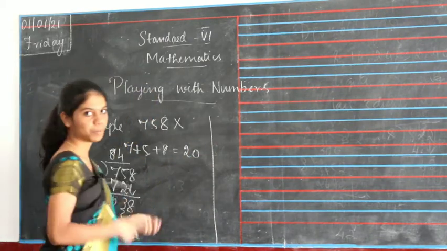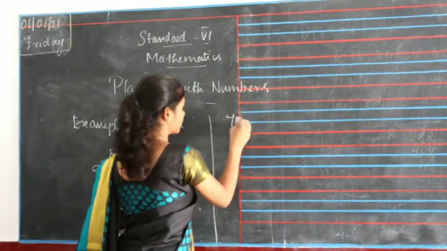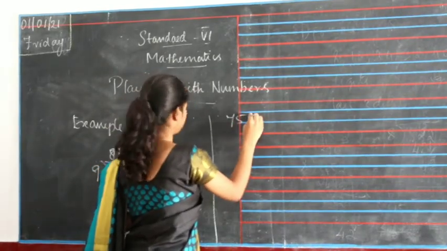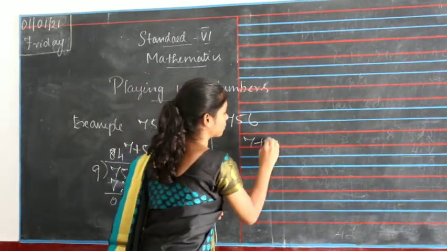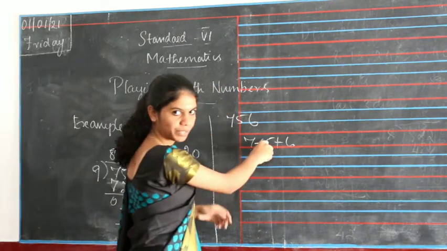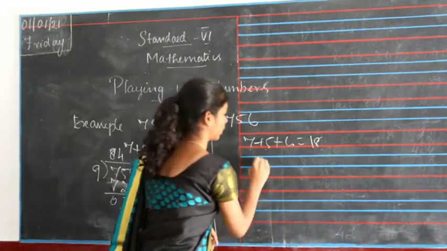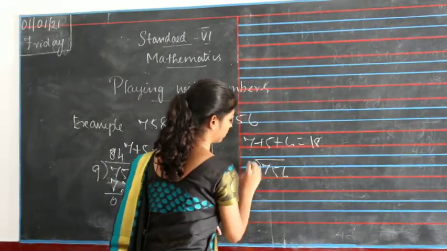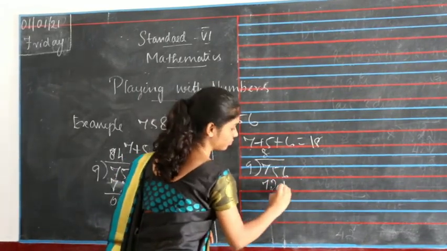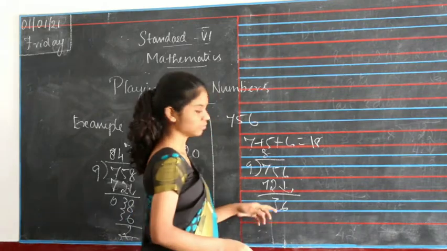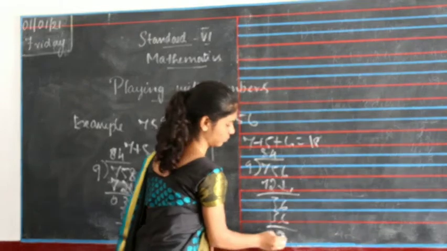Let's see an example which can be divided by 9. 756. Okay, so 7 plus 5 plus 6. 7 plus 5 will be 12, 12 plus 6 will be 18, which is divided by 9. 7, 5, 6. 9 8s are 72, 9 4s are 36. Okay.